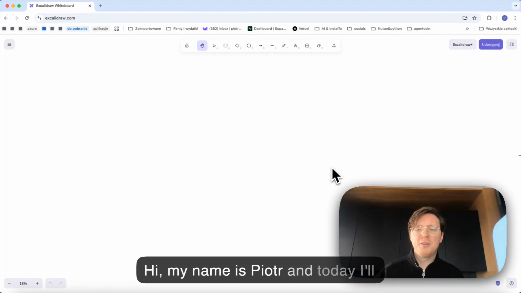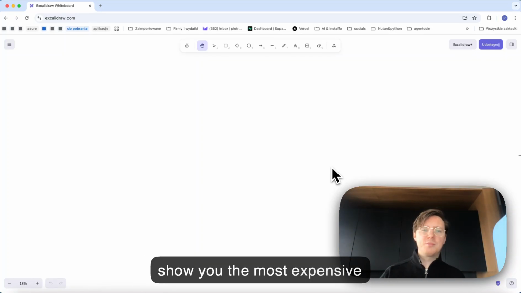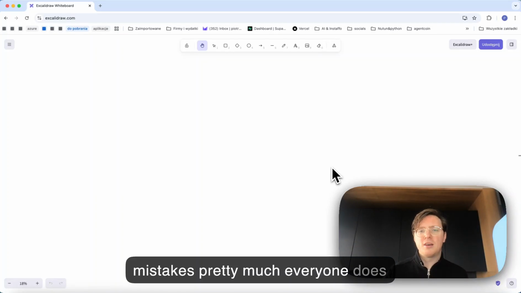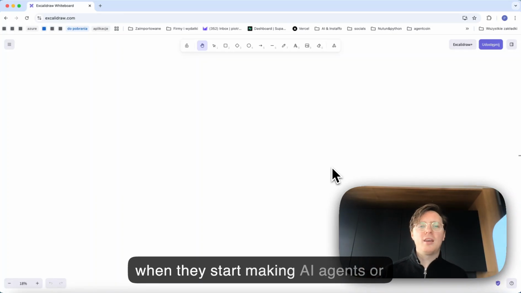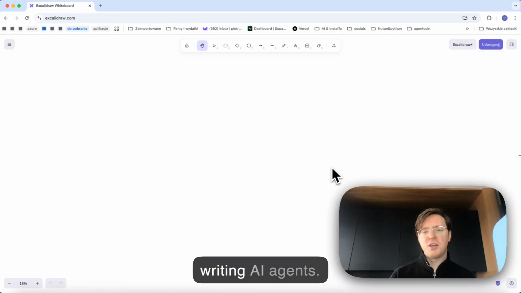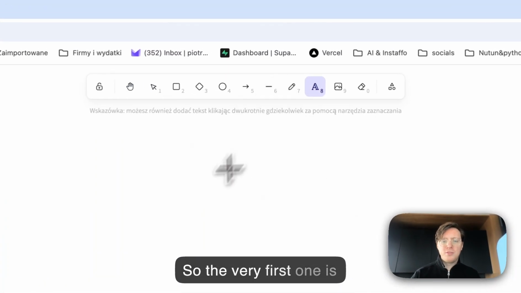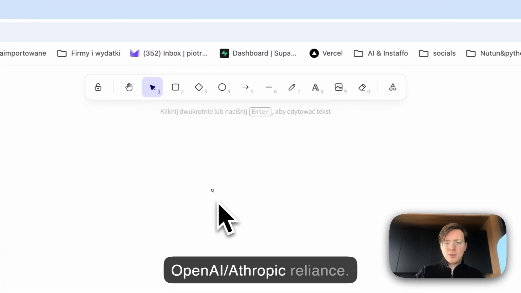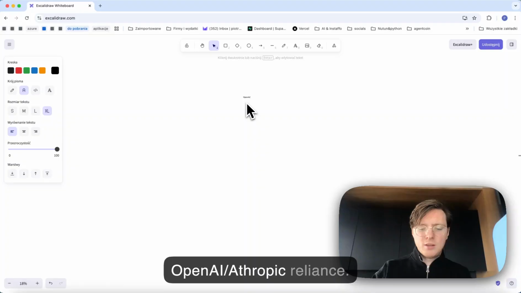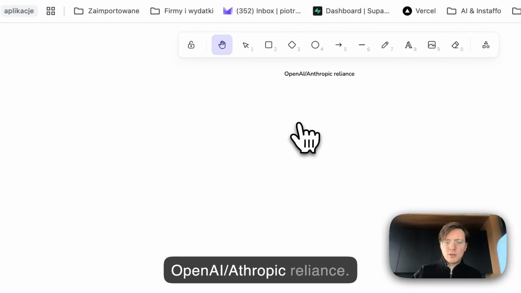Hi, my name is Piotr, and today I'll show you the most expensive mistakes pretty much everyone makes when they start making AI agents. So the very first one is OpenAI/Anthropic reliance.